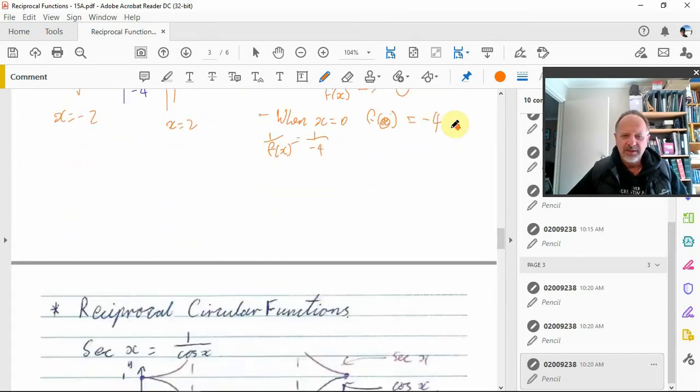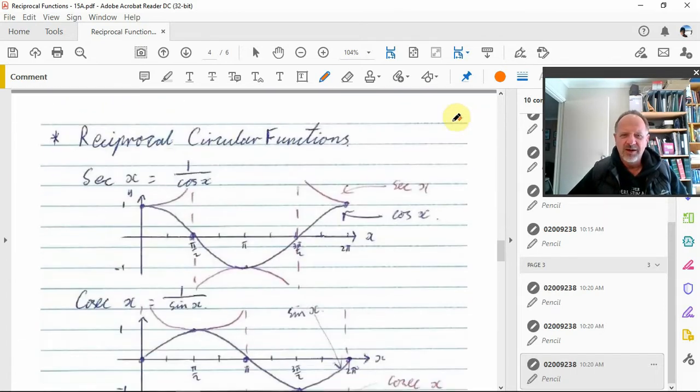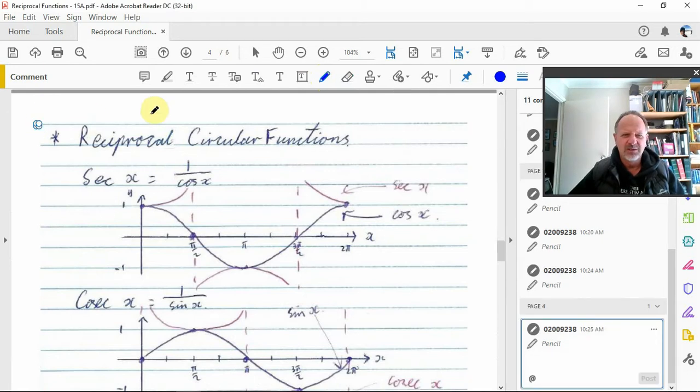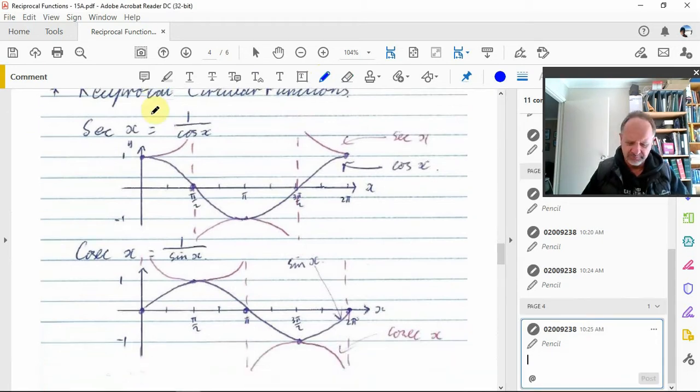All right, the next sort of reciprocal graphs we're going to look at are reciprocal circular functions. I've just got these drawn. So sec, of course, is 1 on cos, and cos goes like this one, and that's this.